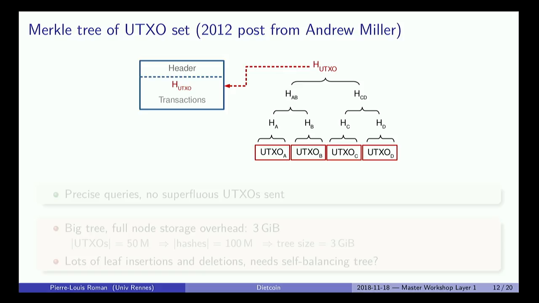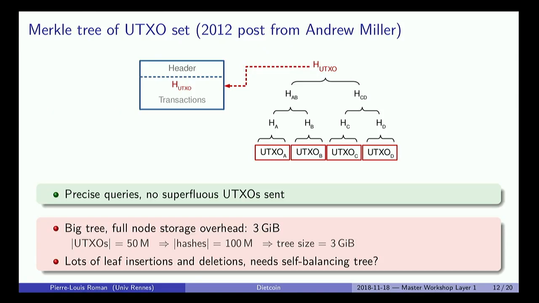So the next approach is to use a Merkle tree on top of the UTXO set. That's the first time I saw it. It was a post by Andrew Miller on Bitcointalk. He has since moved forward with a more formal proposal to the community. And the good thing with it is that you have much more precise queries. You don't need to download the entire set, just what you need, and the partial Merkle tree to make sure it's included in the set. The problem is that you have a huge tree if you have an actually balanced tree, which is not always the case. But if you have a balanced tree, you have about 100 million hashes, so that's about 3 gigabytes of data, on top of the already existing 3 gigabytes of UTXO set. So that's a big overhead.